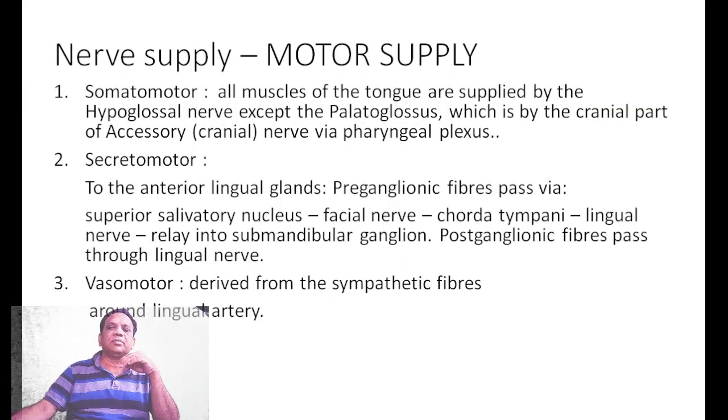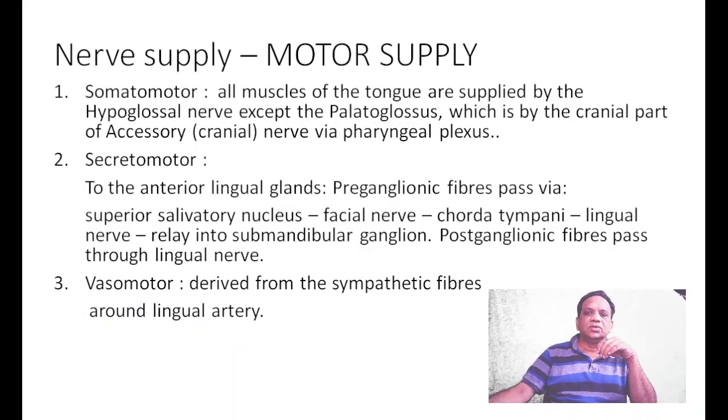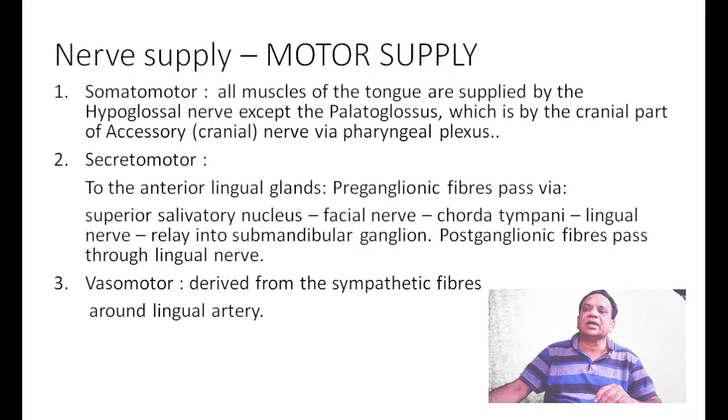And now we talk about the nerve supply, which is very, very important. The nerve supply can be divided into two types: motor supply and sensory supply. What is motor? Motor means the movement of the tongue. We have to voluntarily move the muscles. So that motor supply can be studied under different headings.